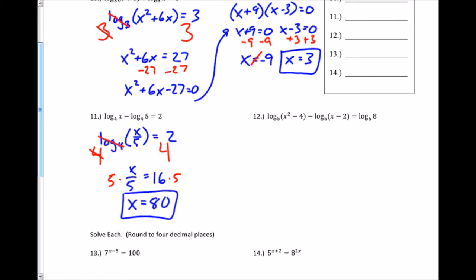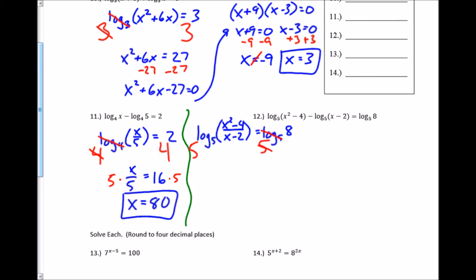Okay. Number 12, there's two ways to approach this. So I'll show it twice here. The first way, again, I'm going to combine these into one logarithm first. So if I combine these into one logarithm, it's going to be log base 5 of x squared minus 4 over the x minus 2 equals the log base 5 of 8. And then I'm going to do 5 raised to the power of each side to undo these logarithms.